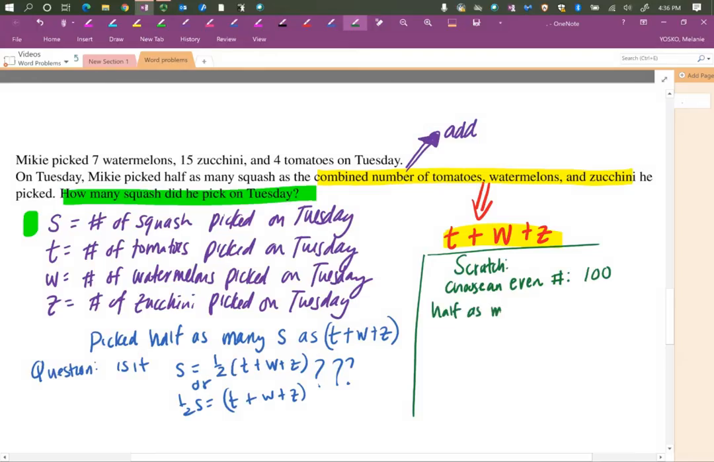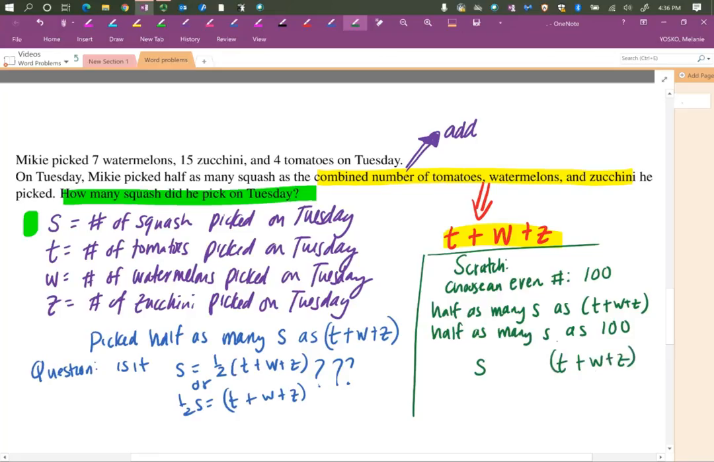Half as many S as T plus W plus Z. Okay, half as many S as, so we're going to replace this T plus W plus Z with 100. Okay, so half as many S as 100. So I'm comparing S and I'm comparing T plus W plus Z.